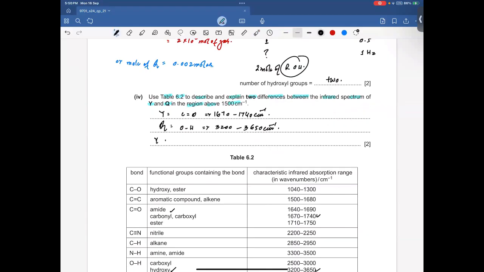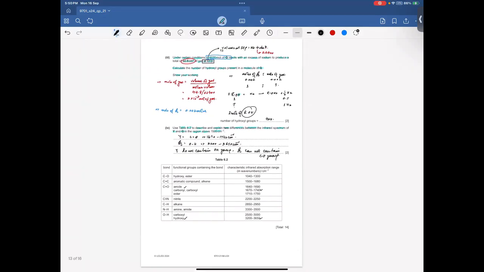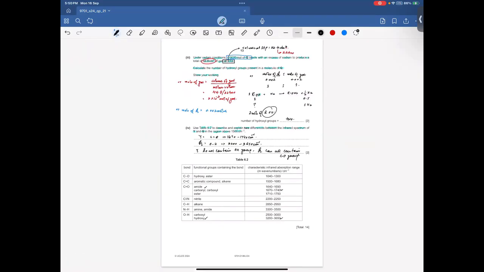I can write one more statement. If Y does not contain an OH group, Q cannot contain a carbonyl group. All right, and I believe that's the end of this paper. Yeah. Thank you very much.